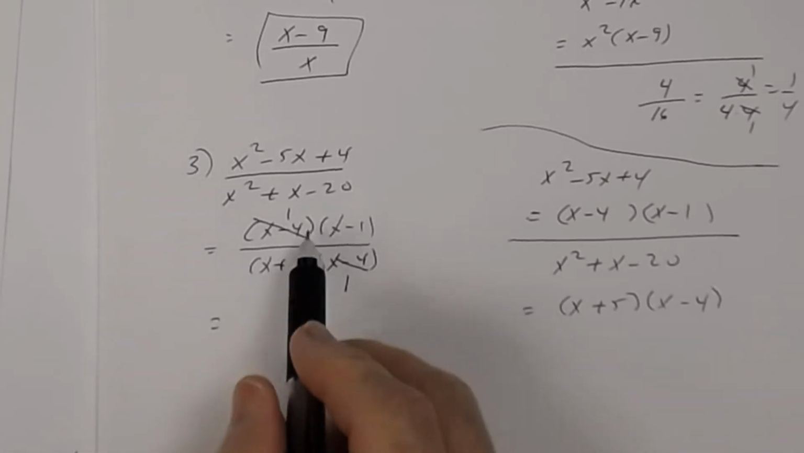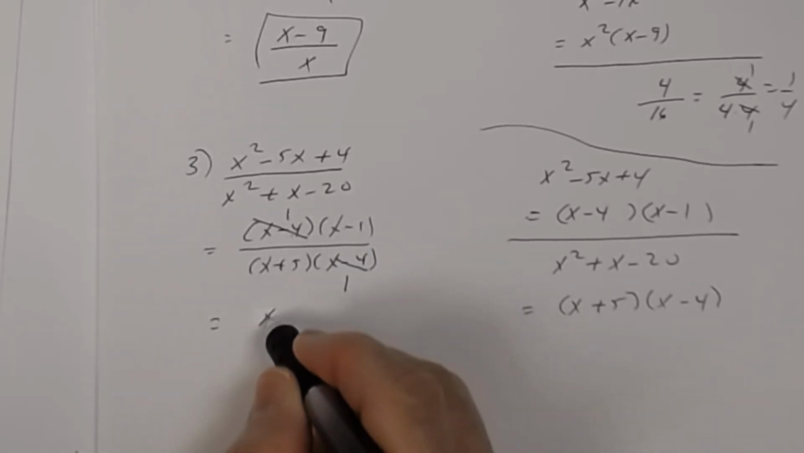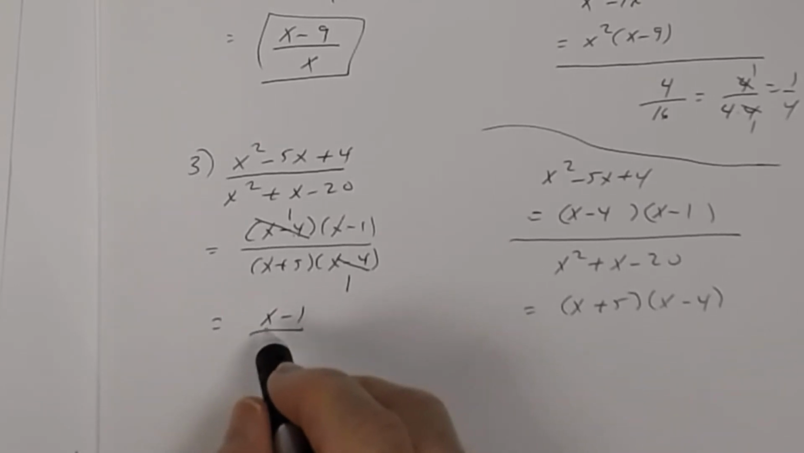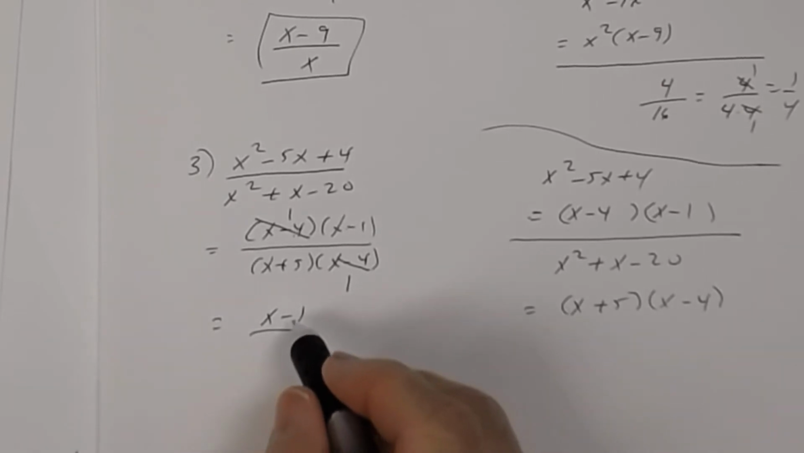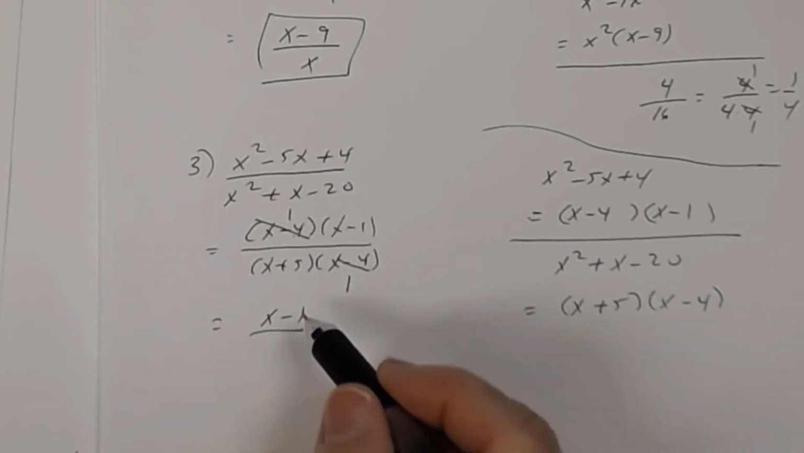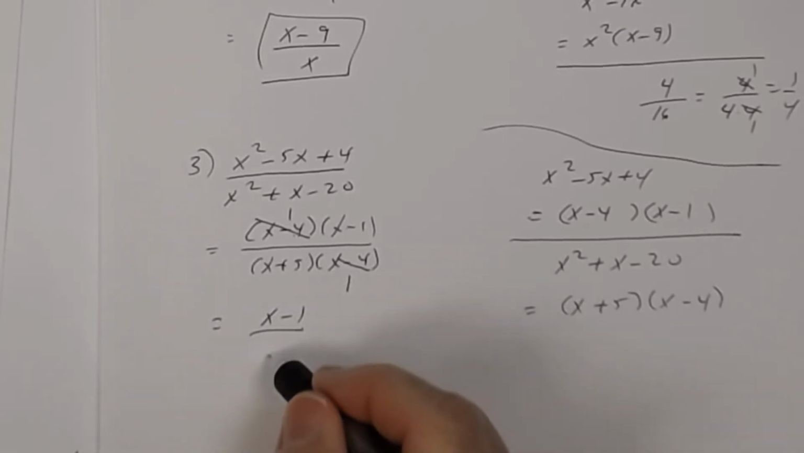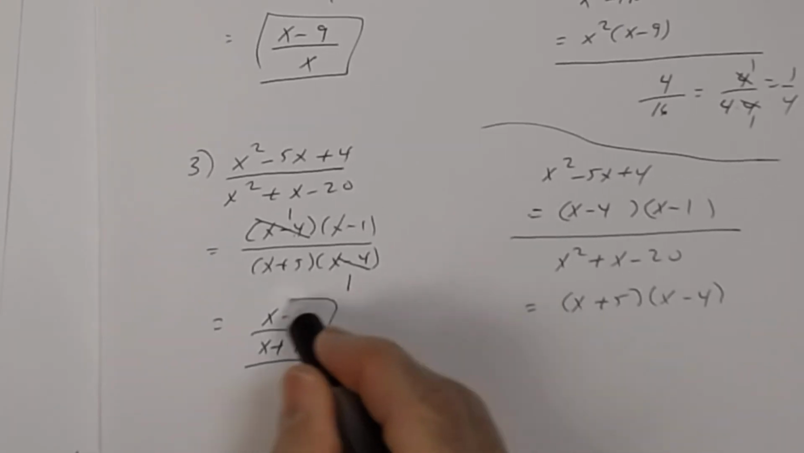So now the answer is going to be 1 times x minus 1, which is x minus 1. Write it without the parentheses. Don't put parentheses around here. We prefer to leave the parentheses off because it looks better. And over here, the parentheses are not needed also, by the way. And then x plus 5 times 1 is x plus 5. And that's your answer. So that's number 3.